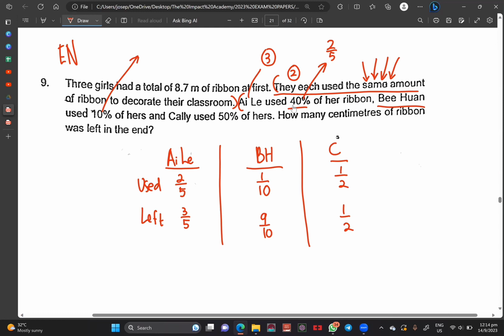Do you remember just now we said in sentence number 2 that they used the same amount, isn't it? So what we want to do is to make the numerator the same. They do not have the same total, but they do have the same amount of ribbon used. So we are going to make the numerator the same. You can see that the numerator has to be made to 2. All right, so over here, we will get 2 over 4. Over here, I will get 2 over 10. And for Isla, it is already 2, so we don't have to do much.